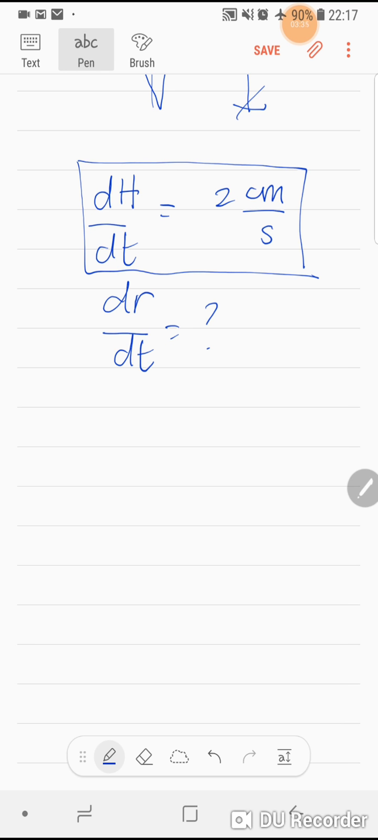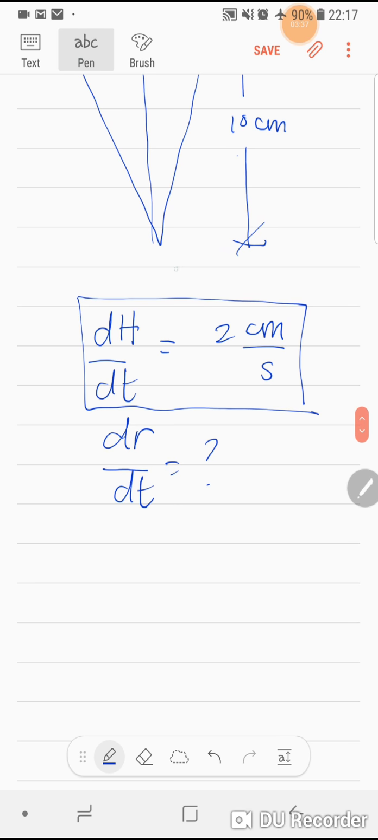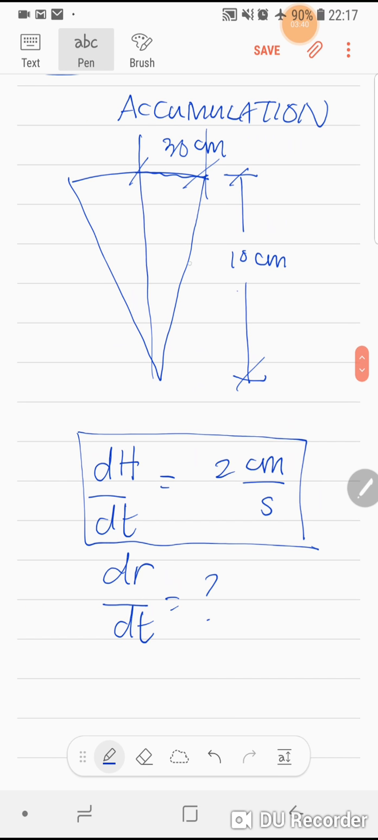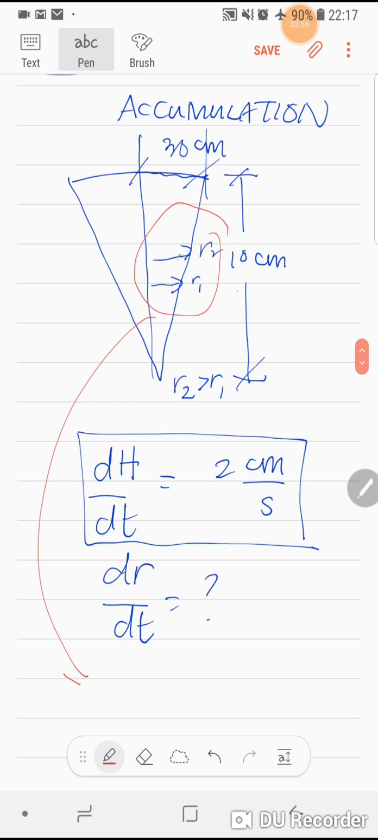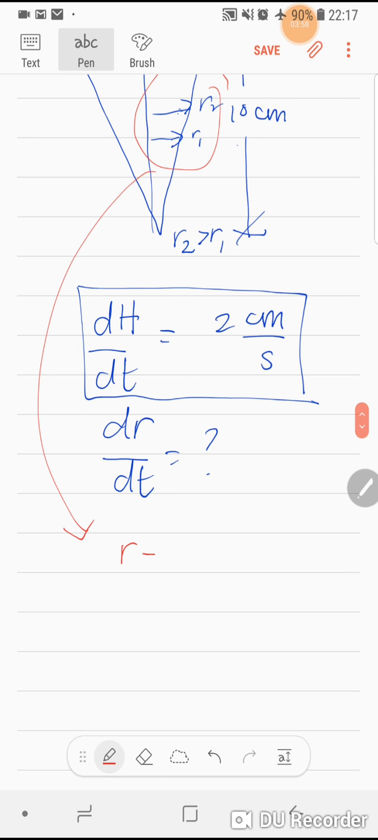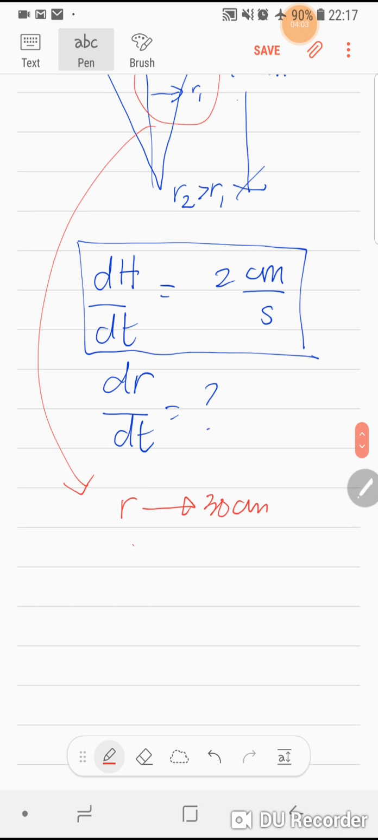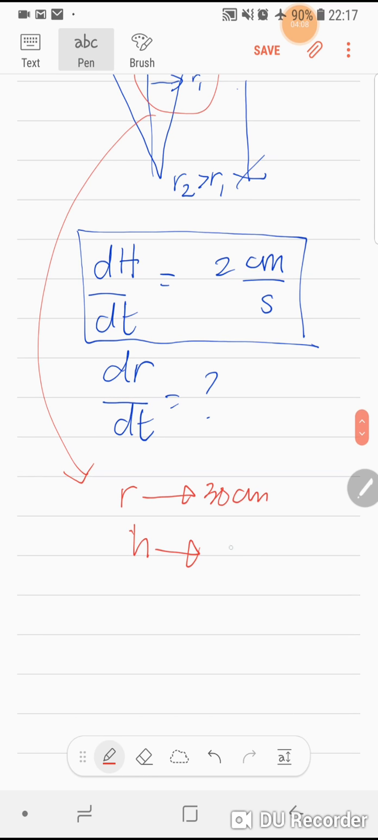because we can obviously notice that the radius here is different from the radius here. So this one, R2 is greater than R1. So we can determine that your radius approaches 30 centimeters as the height also approaches 10 centimeters.